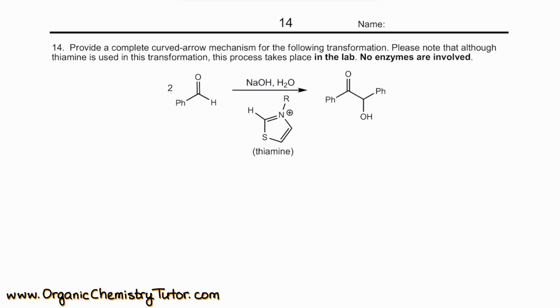So the first thing that's going to happen here, this H that is shown here is indicated for a reason, because the first thing that we are going to see is that OH from our sodium hydroxide is going to pull that proton off and give us an intermediate where we have a negative charge right over here, and then I have the rest of my molecule with the R group over here and a plus like that.